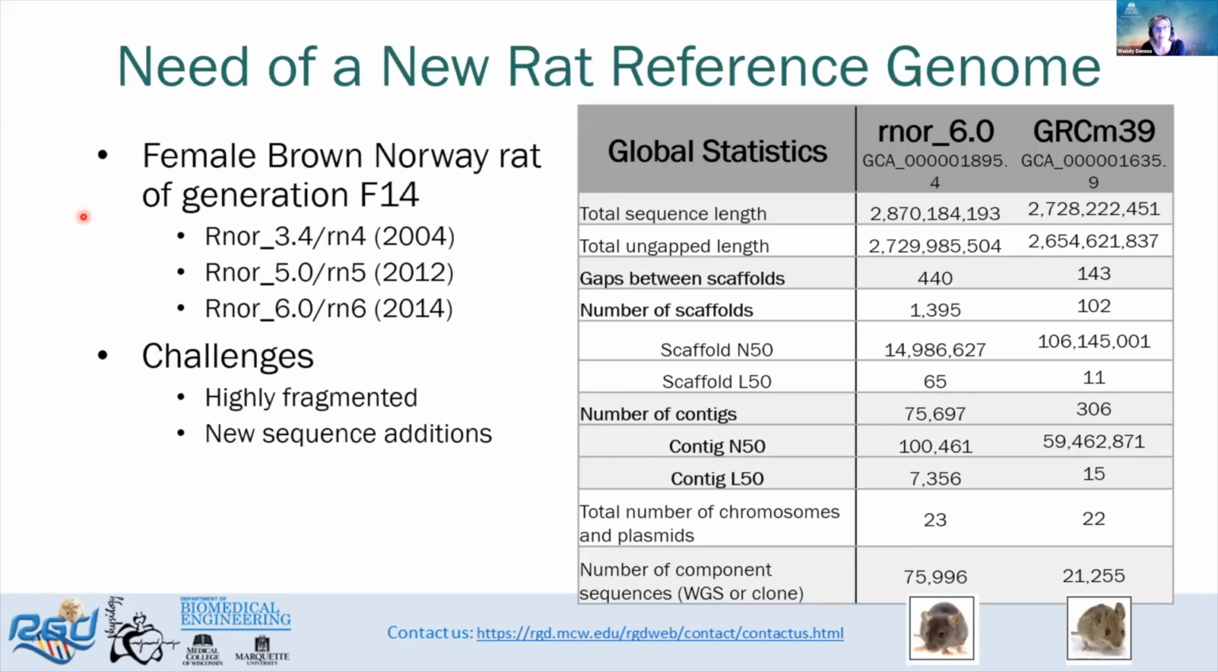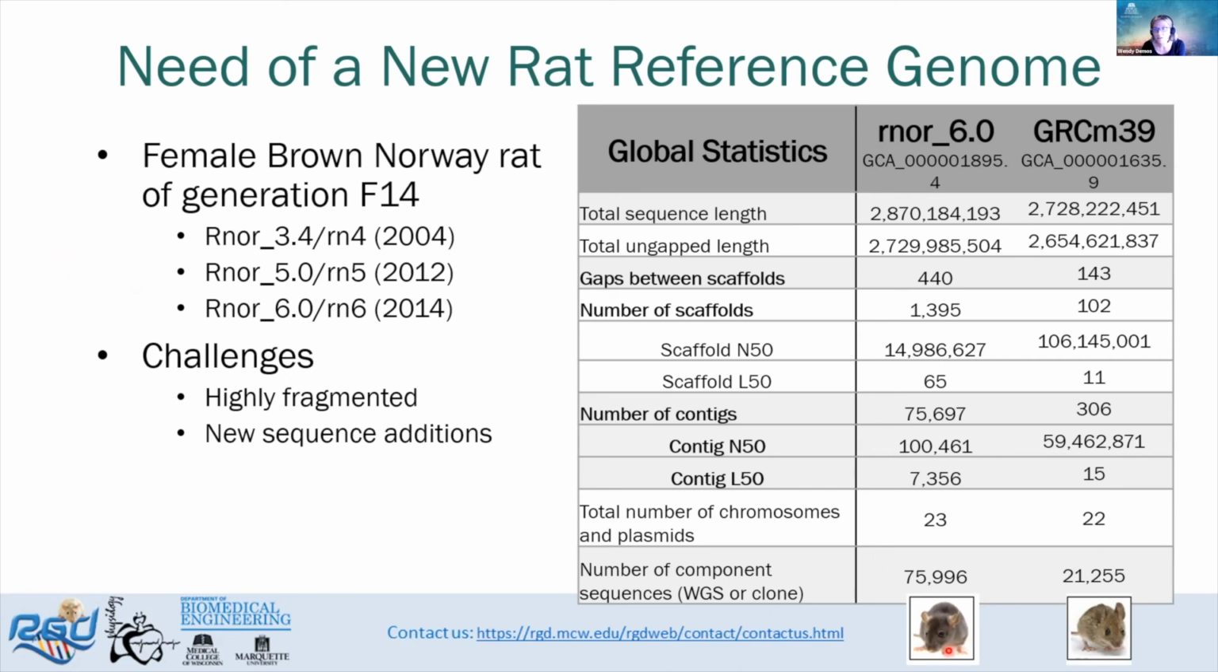With all of that research and funding, it's important to have a reliable reference to support it. There have been several updates to the rat assembly since the introduction of Celera's whole genome shotgun assembly based on a female brown Norway rat of generation F14 in 2004. And although improvements have been made with each release, the versions through RN6 have been highly fragmented despite the periodic updates with the addition of new sequence.